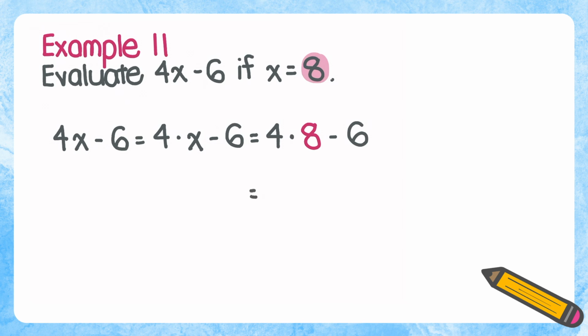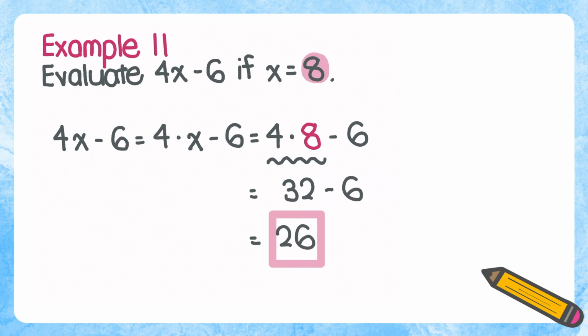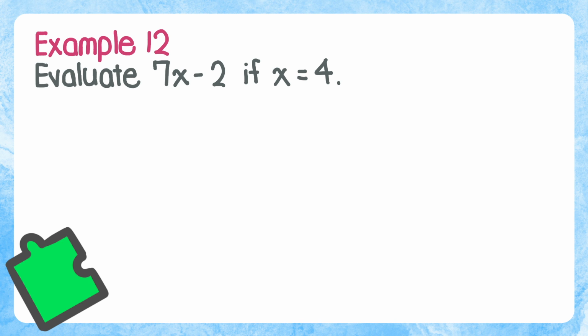Again, we're going to do the multiplication first. 4 times 8 is 32, and 32 minus 6 is 26. So just take it step by step, and we get the answer 26. This is your last example for the day. Please evaluate 7x minus 2 if x equals 4.